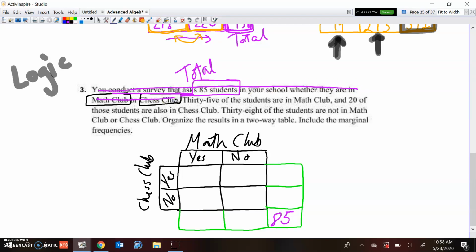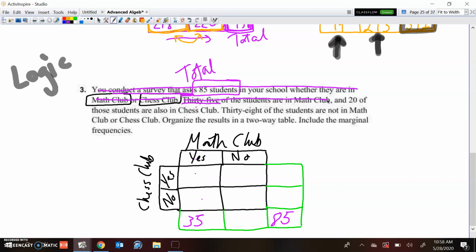Now, 35 of the students are in math club. Okay, 35 of the 85 students are in math club. So I look at math club. Of the people that said yes, I'm going to put a 35 here. And the reason I do that is because I don't know if 35 of them said yes to chess or if 35 said no. I just know that there's a total of 35 that are in math club. 35 of the total are in math club, so 35 said yes. So that's why that goes straight down there. Okay, all right, so let's block that out.